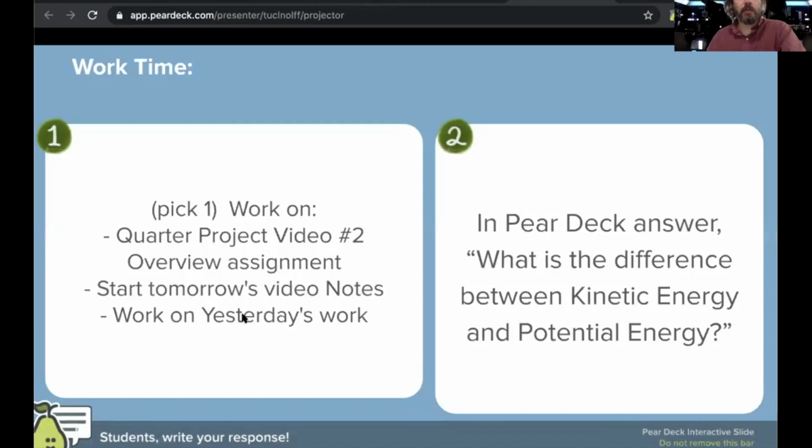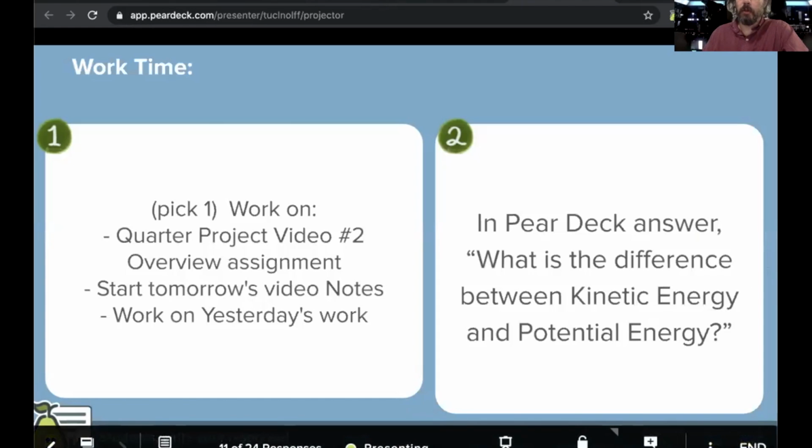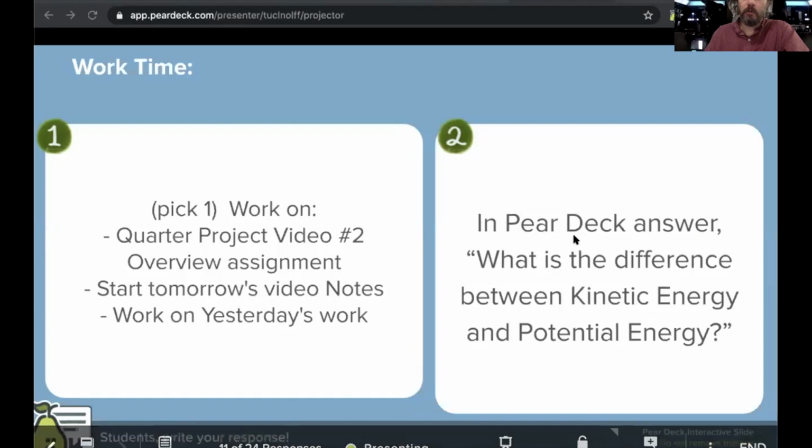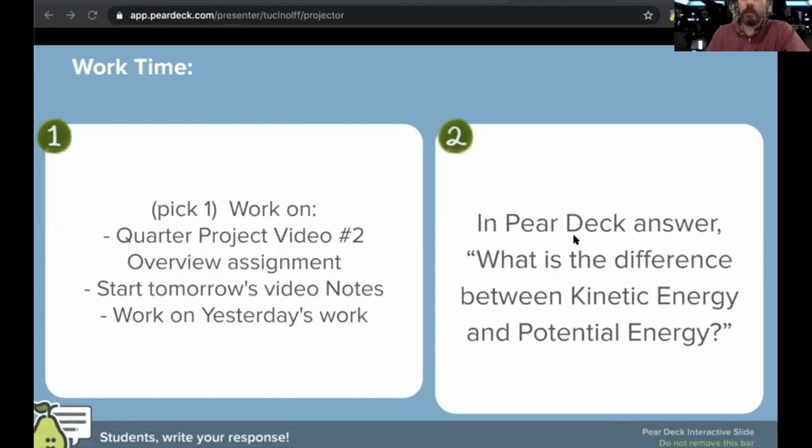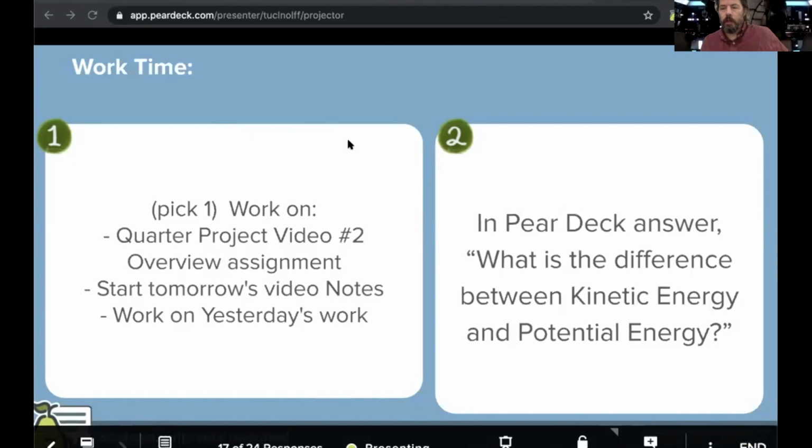Once you've got that answered, then you can work on your quarter project number 2. You can work on tomorrow's video notes. You can work on yesterday's 7-step problems. Maybe you didn't get it finished, but work on one of those 3 things for me after you answer the Pear Deck question.